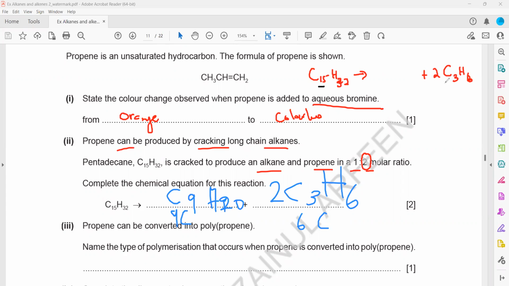So how many are we left with? There are a total of 15 carbon. Out of 15, we use 6 carbon, because 3 multiplied by 2 is 6. So how many carbon are we left with? 9. And there are 32 hydrogen, and out of 32, we use 6 multiplied by 2, 12. So out of 32, if we use 12, how many are we left with? We are left with 20. So to complete it, it will be C9H20 and 2 molecules of C3H6.